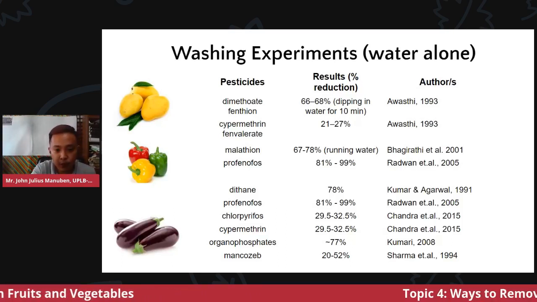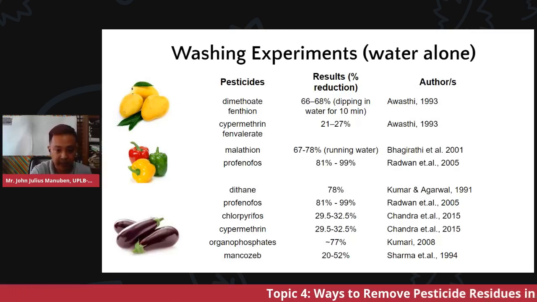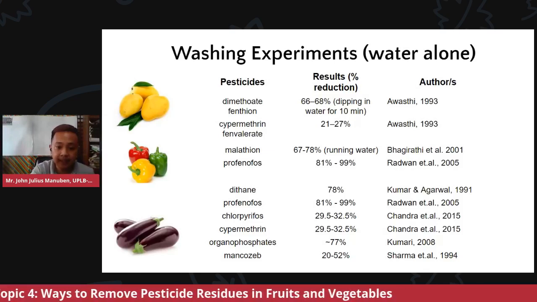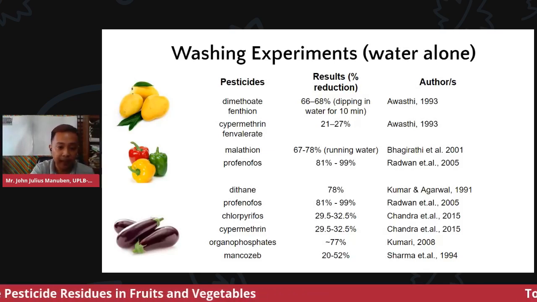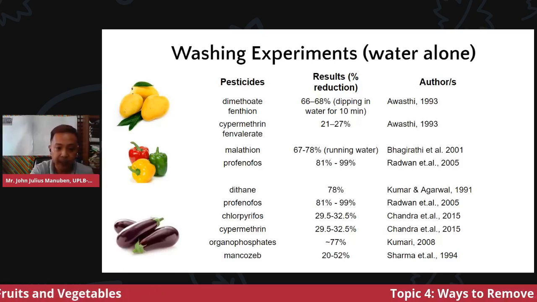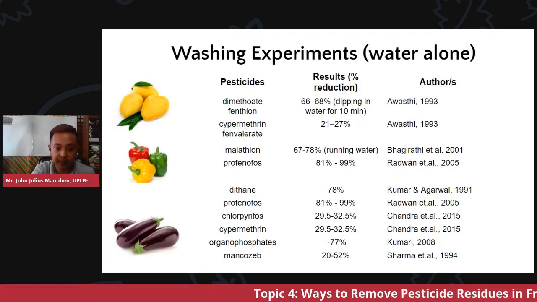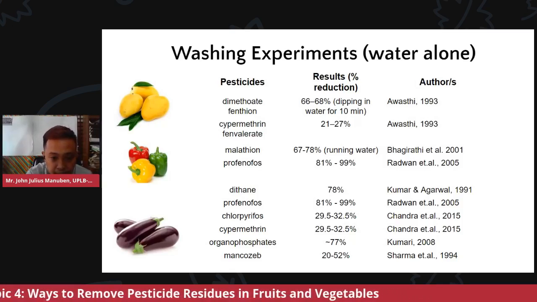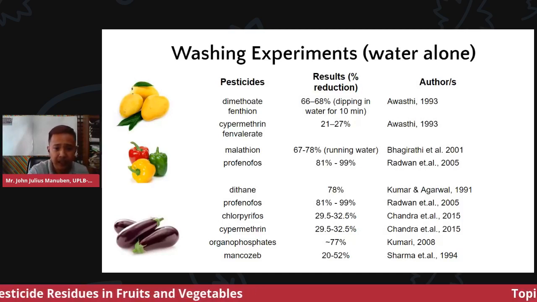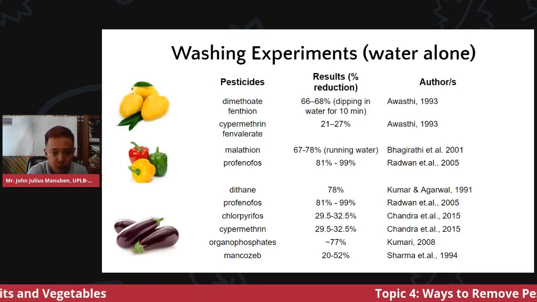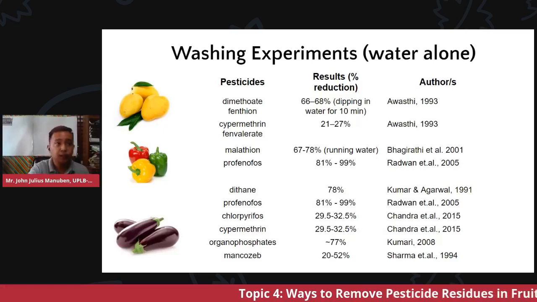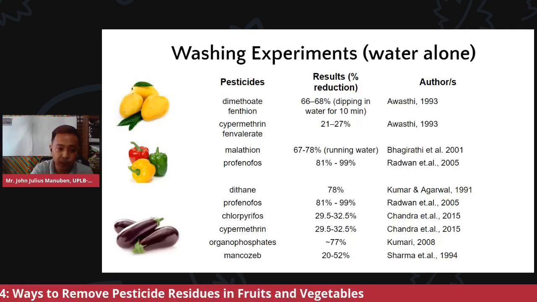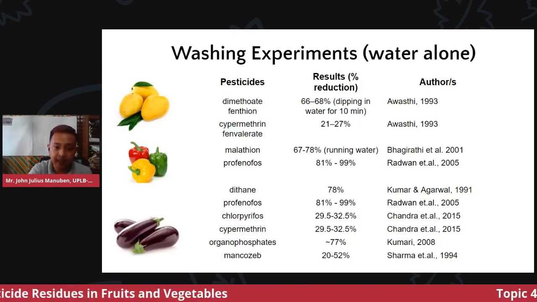Mas mababa yung sa cypermethrin and fenvalerate, around 21 to 27. Then, for bell pepper, malathion, around 67 to 78% reduction gamit yung paghuhugas sa running water, and profenofos, around 81 to 99%. Dito naman sa eggplant, nagre-range din siya ng around 20 to 99% reduction. So, talagang nakadepende ang reduction kung anong klase ng gulay at anong klase ng pesticide nandun yon.